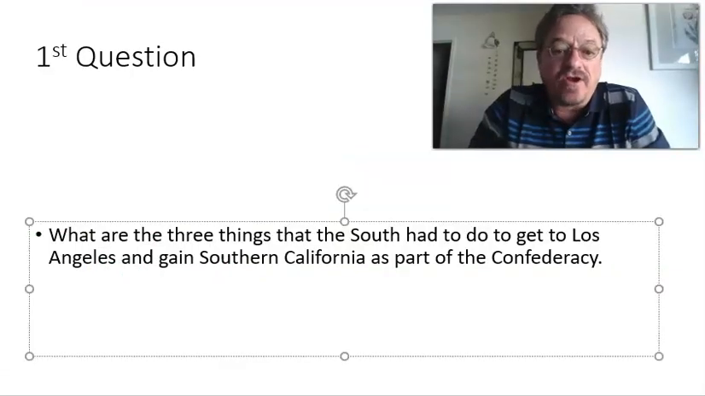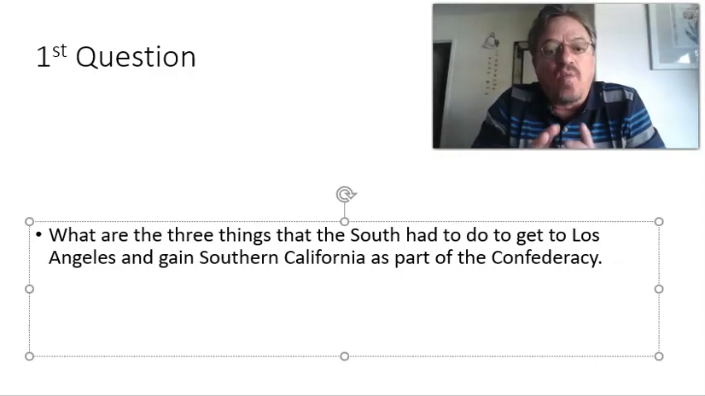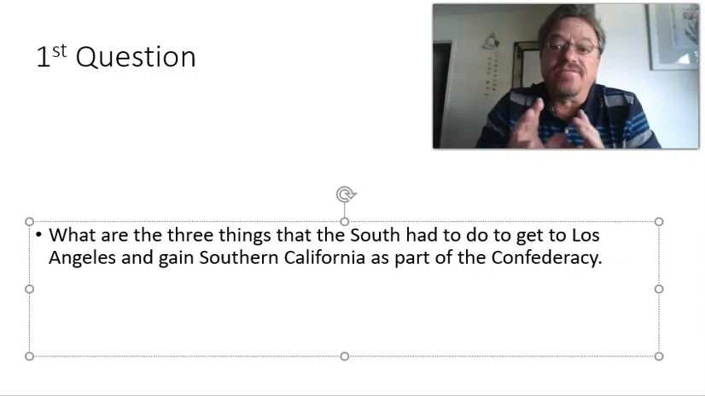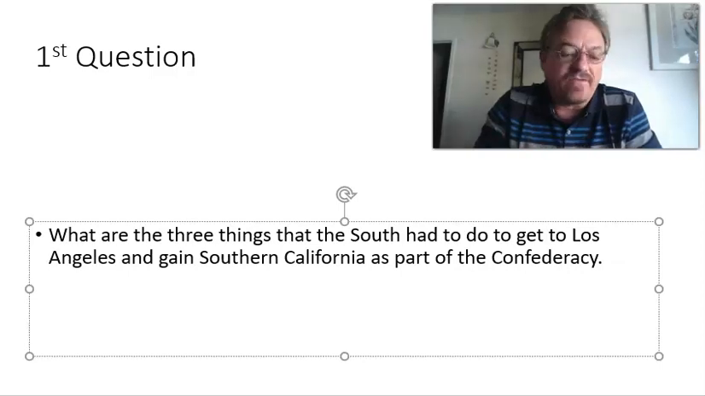All right, so here it is. This is the first question I need you to write down on the worksheet that I emailed to you. What are the three things that the South had to do to get to Los Angeles and gain Southern California as a part of the Confederacy? There are three things they have to do. So go back and take a look, and just type that into the worksheet.